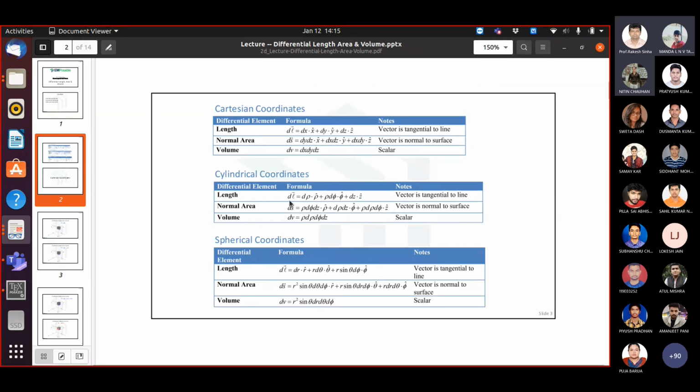Now in the cylindrical coordinate, the definition is a little bit different. This definition and that definition are interrelated. How is this definition coming? That I'll try to derive in this class, and the rest you'll do by yourself. So let's find out how this derivation comes. Let me share.